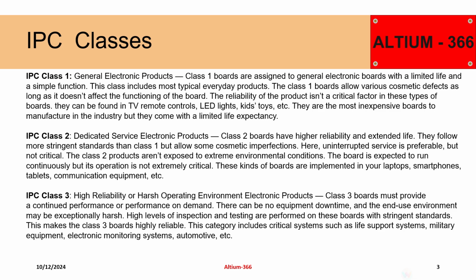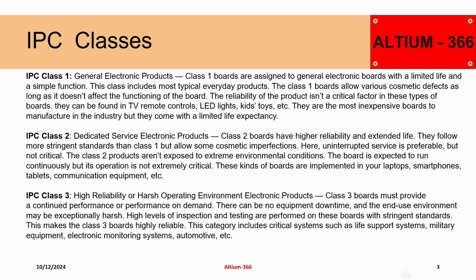I'm not going to explain in detail, I will just give you an overview of the basic difference. Under class 1 come all the general electronic products like TV remote controls, LED lights, and the electronics in kids' toys. Then IPC class 2 covers dedicated service electronic products like laptops, smartphones, tablets, communication equipment, and so on. In this case, uninterrupted service is preferable but not critical, and products are not exposed to extremely harsh environmental conditions.